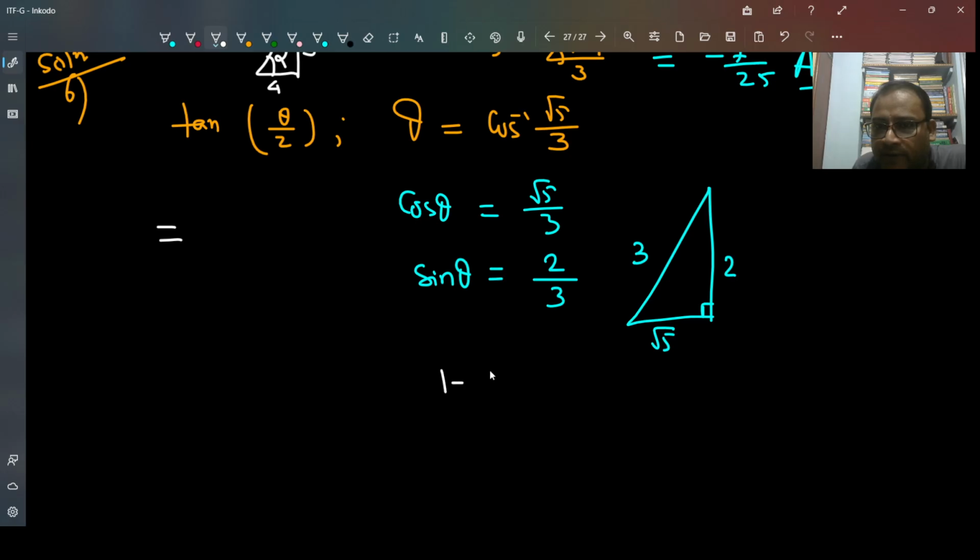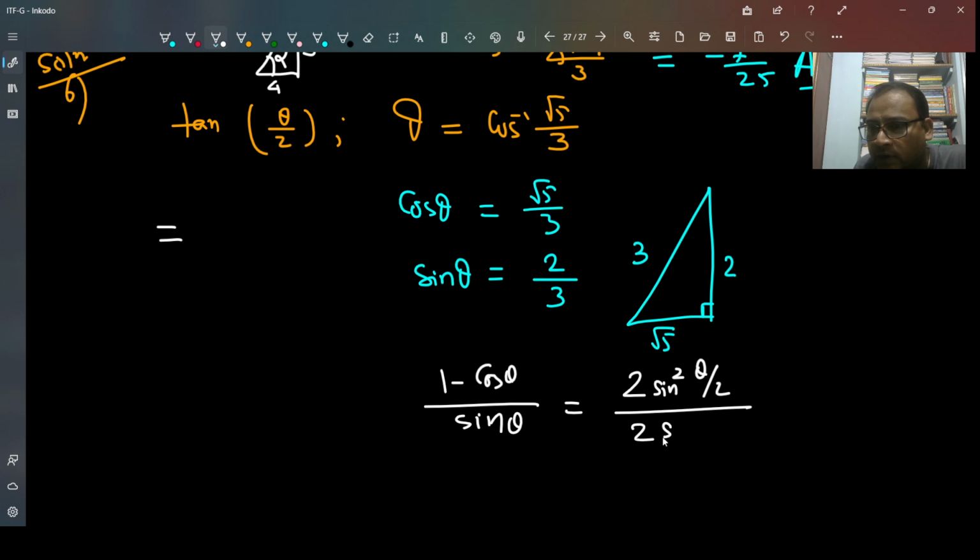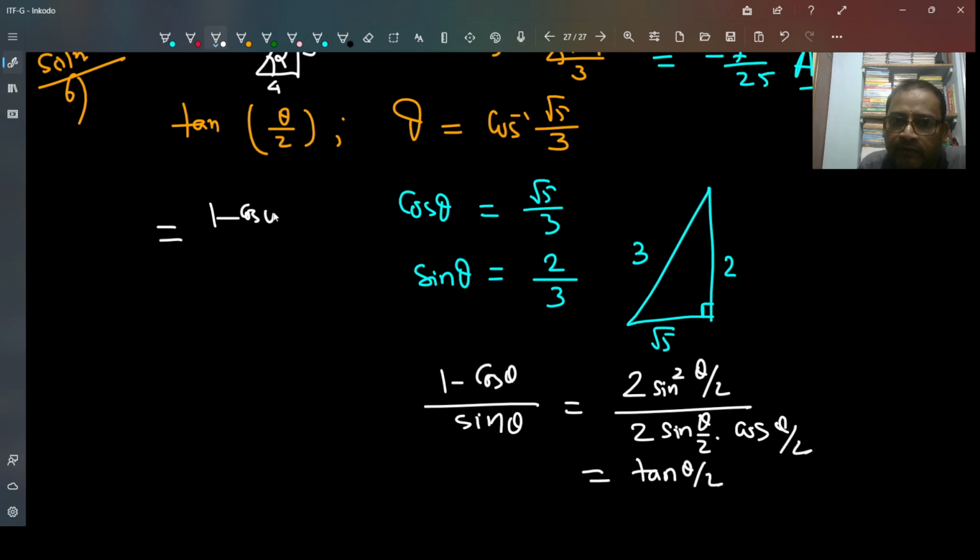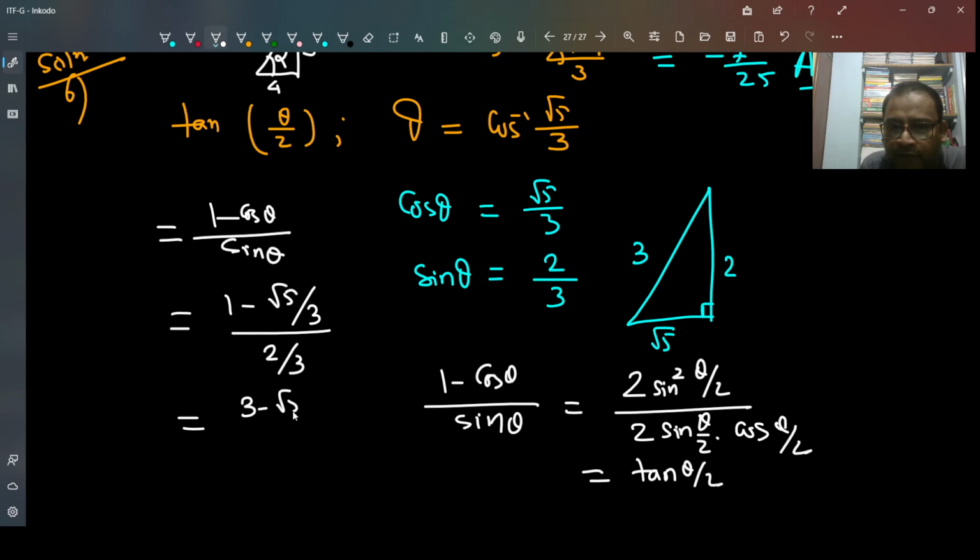Because there is one result: 1 minus cos theta by sine theta. So this can be written as 2 sine square theta by 2, and the sine theta formula is 2 sine theta by 2 and then cos theta by 2. After cancellation, you will have tan theta by 2. So tan theta by 2 we can generate with the help of 1 minus cos theta and sine theta. So what is our 1 minus cos theta value? 1 minus root 5 by 3. And what is sine theta value? 2 by 3. So after cancellation, we have 3 minus root 5 by 2. This is the answer.